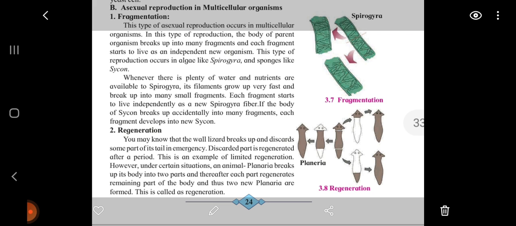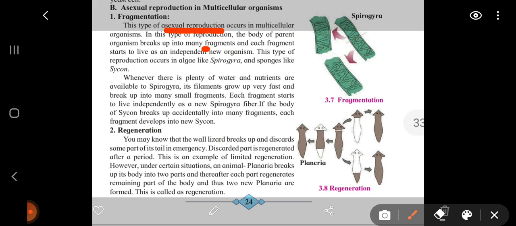The word itself says fragmentation, the formation of fragments, and then it divides itself. This is a type of asexual reproduction that occurs in multicellular organisms. In this type of reproduction, the body of the parent organism breaks into many fragments, and that's why it's named fragmentation. Each fragment starts to live as an independent new organism.